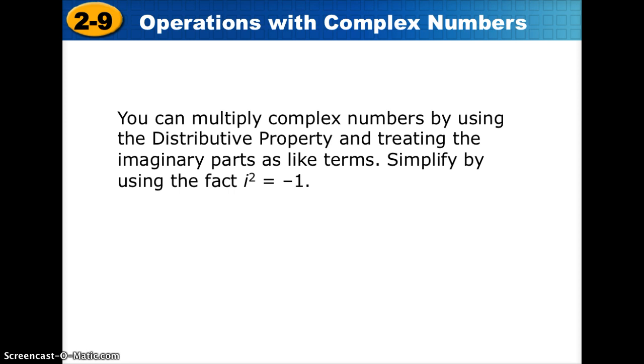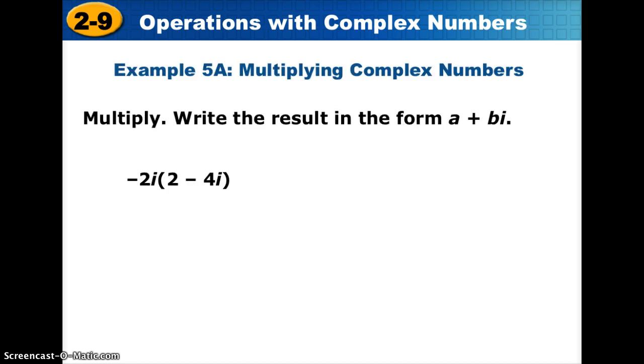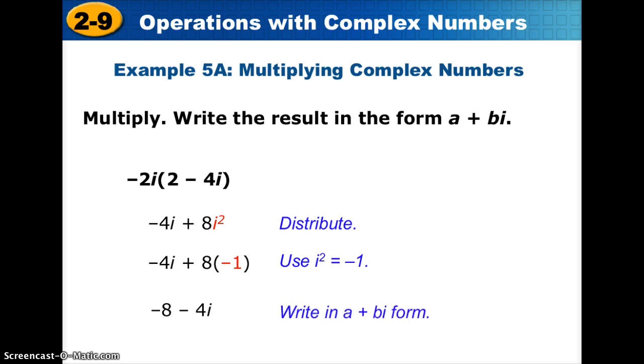We can also multiply complex numbers the same way that we have before, using the distributive property, using FOIL, and then also remembering that the square of i, or i squared, is equal to -1. So you can see that we have an example here. What we're going to do is distribute that -2i to the two numbers inside the parentheses. We end up with an i squared, and so what we need to do is substitute in -1 for i squared. And that allows us to come up with the complex number that we end up with, -8 minus 4i.